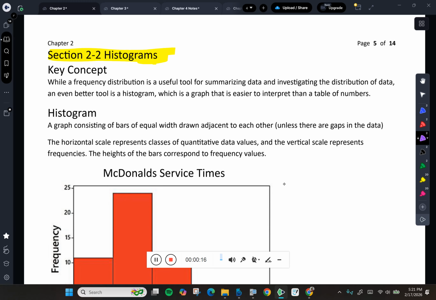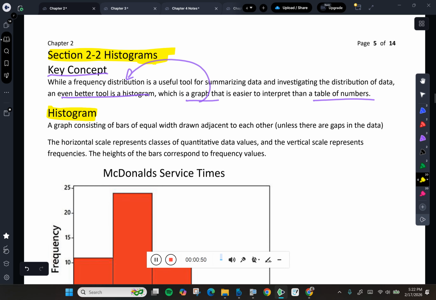So the key concept in this section is that the frequency distribution from section 2.1 is good, but a better tool is a histogram, which is a graph of that frequency distribution. And sometimes graphs, pictures, are easier to interpret than tables. Getting fluent at interpreting a table of values, the frequency distribution, takes time. It takes skill to look at those and interpret them well, whereas a histogram takes a lot less skill.